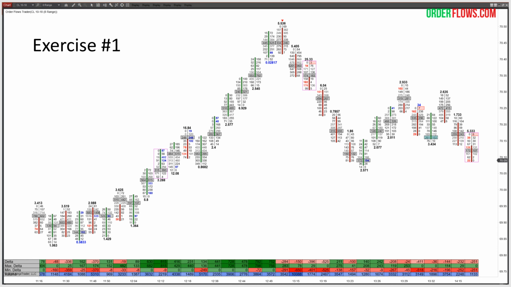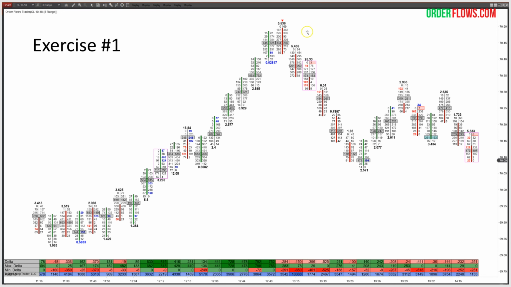Okay, so this is the first chart, exercise number 1. Take a few moments to look at the chart, look at the delta. Don't necessarily get caught up in looking at the price action on the chart. What you should be focused on is the delta. So I'll give you a couple seconds to take a look at the chart. Okay, if you still want more time, just hit pause. But what I'm going to do is start talking.